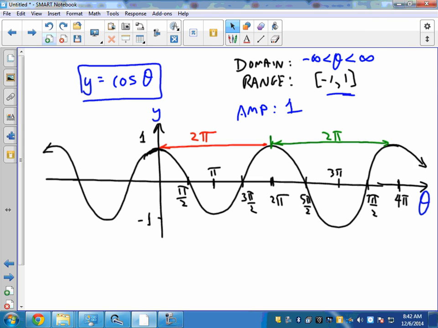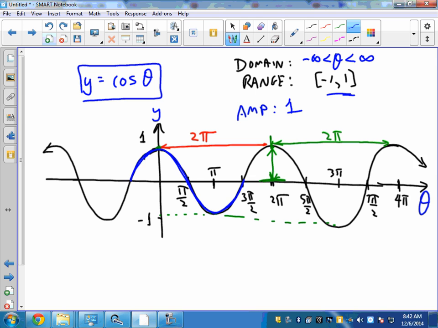Again, the wave height, if you will, is the top of the wave to the midline. Here's the midline, so this distance is 1. And again, the low spots would be down here at -1. The cycle or the wavelength, again, you can pick any particular section.